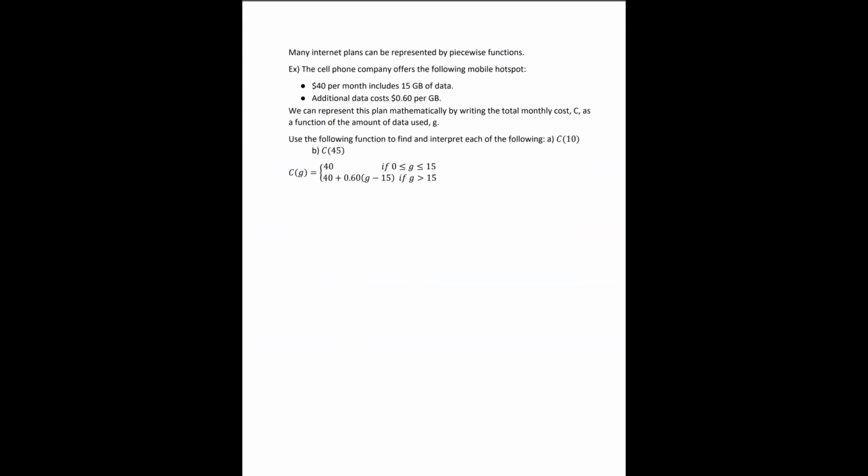A lot of internet plans or cell phone plans use piecewise functions. So I chose a problem that is based on data. A cell phone company offers the following mobile hotspot: $40 a month includes 15 gigabytes of data. Additional data costs 60 cents per gigabyte.